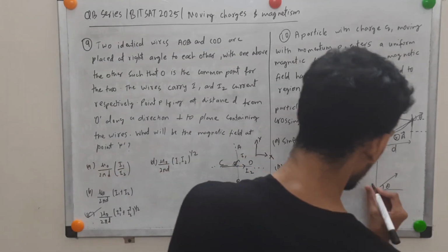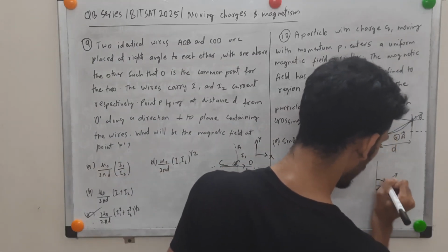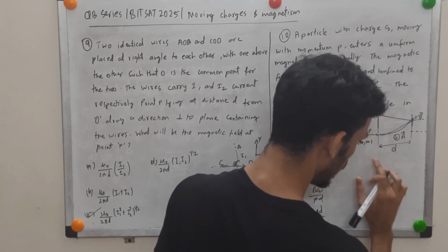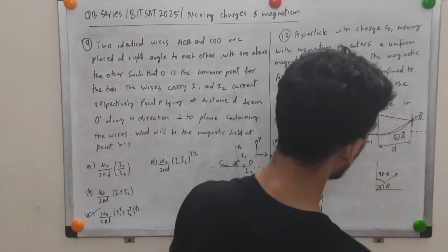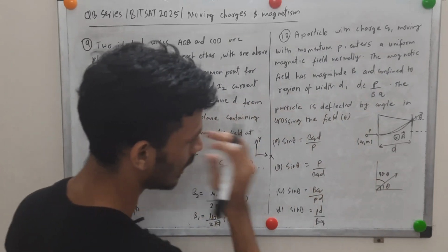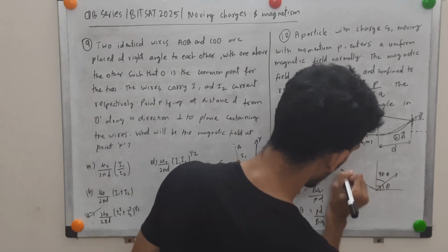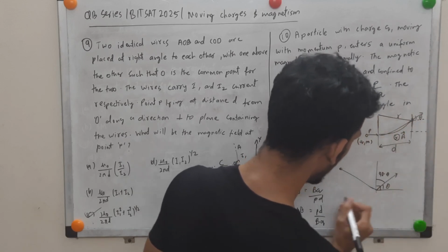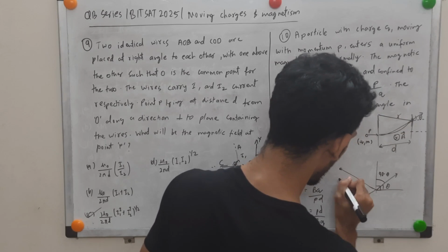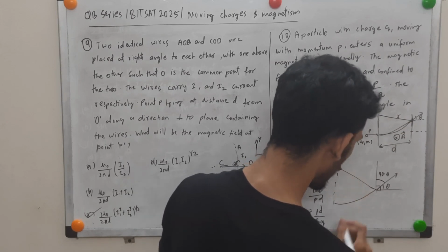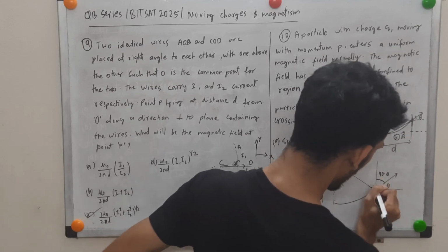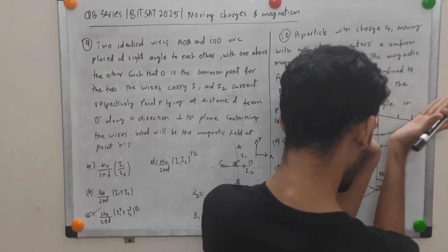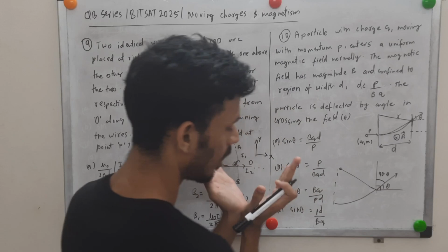Now this will be 90, right? So this angle will be 90 minus theta, then the whole angle is 90 degrees. Now the next thing is I've connected this to this. You see, this is the radius of the arc that the particle is tracing. So again this will be 90 degrees, because this is the radius and this is the tangent. The radius and tangent are at an angle of 90 degrees.